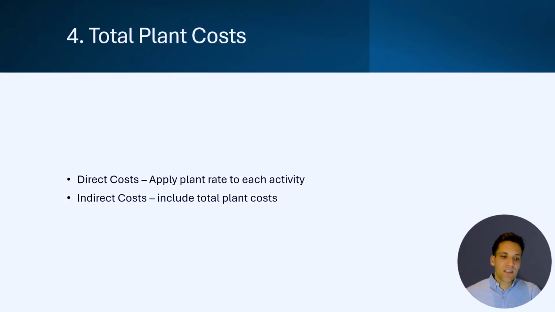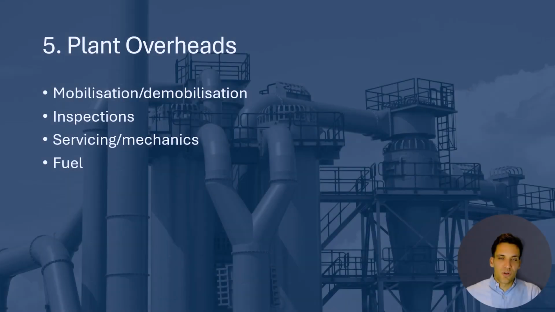Then when we're including that in our direct costs, we just apply that plant rate we've calculated to the hours in each activity. So if it's being used 100 hours for trenching, then it's the plant rate times the 100 hours. If we're including our indirects, for example, if we need a telehandler for 24 weeks, then we're just including the total hire costs in our indirect costs. So up to this point, we've factored the hire costs into our direct costs and our indirect costs.